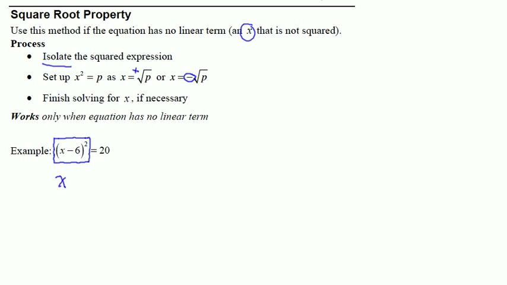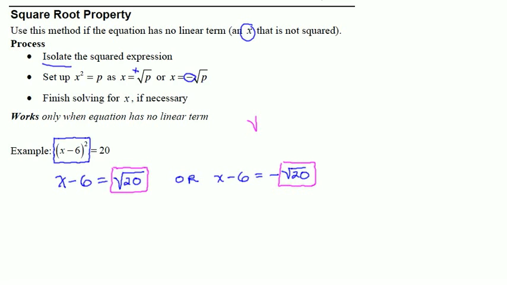Using the square root property, the first step would be to write this as x minus 6 equals the positive square root of 20, or x minus 6 equals the negative square root of 20. Now this gives me two equations that I need to solve for x, but my first step here is going to be to simplify the square root of 20 off to the side and replace it in both of these equations. Remember that we always want to take out perfect square factors if we have any, and 20 has 4 as a perfect square factor.